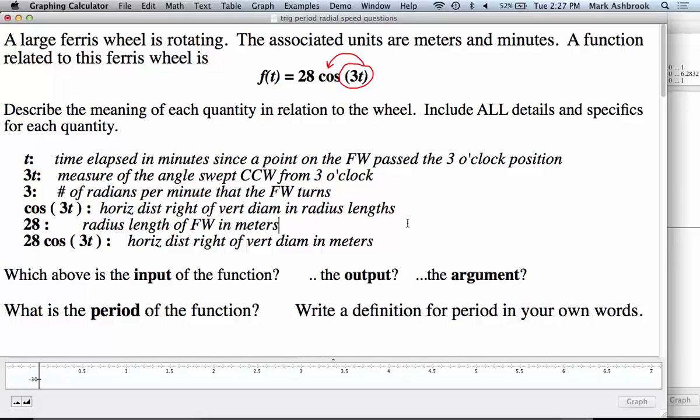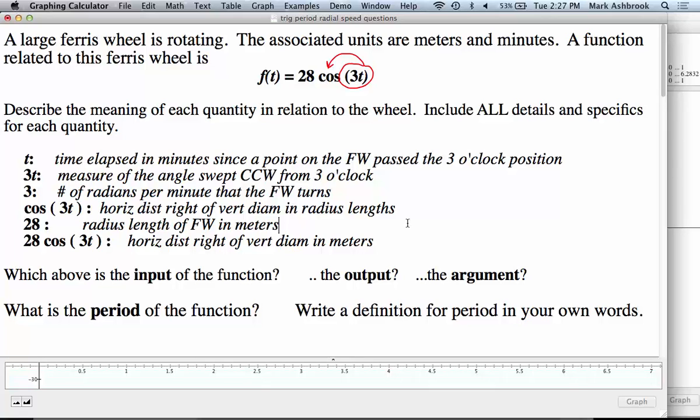That's what we worked on all last week, right? So we worked hard on that. The cosine measures it in radius lengths, or a fraction of a radius, right? All those values are going to be like 0.8, 0.2, negative 0.5. Then if we apply the radius, in this case 28 meters, we're taking that fraction of 28, and it's giving us how many meters we are to the right. Think of cosine as taking a certain fraction of your radius, so it gives us meters.